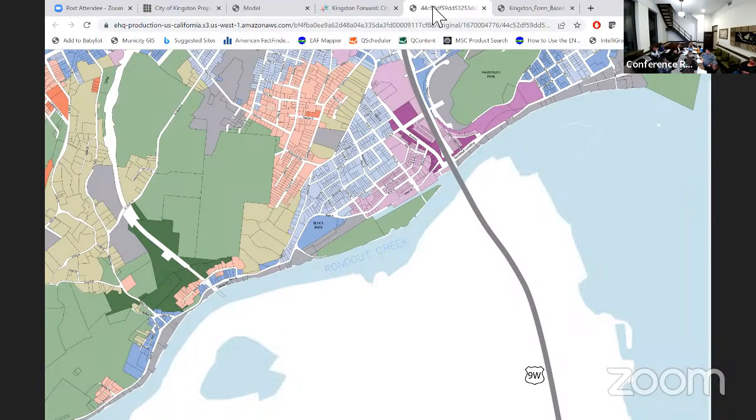What's the current max height for buildings in that area? The current zoning is RFR, Rondout waterfront. Yeah, but what's the max height?